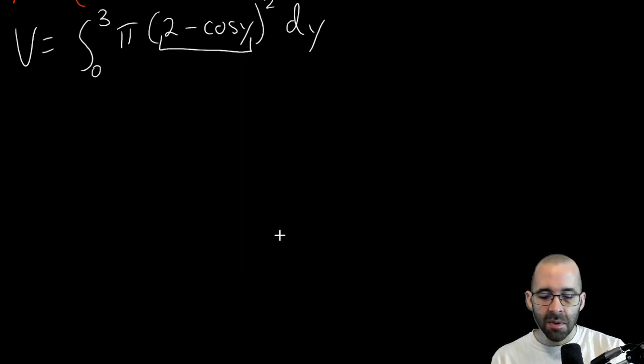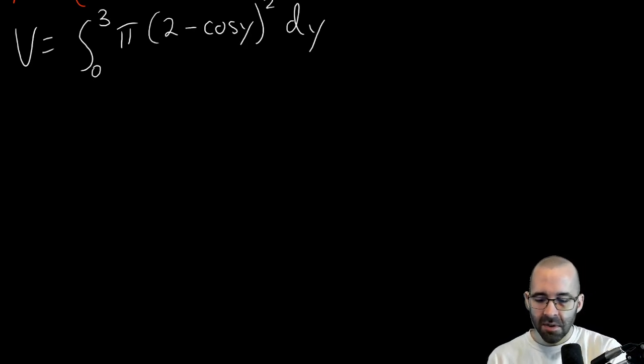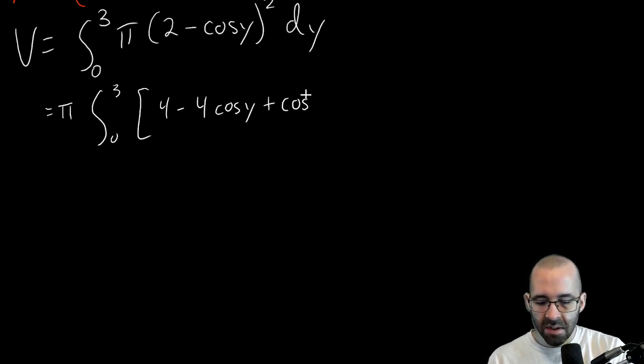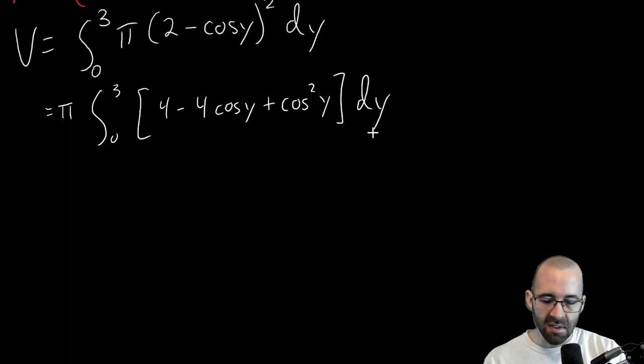If you let this be u, we don't have a du anywhere. We need a sine somewhere, and we don't have a sine. So we're going to have to FOIL it out. Let's take the pi in front. When we FOIL it out, we're going to get 4 minus 4 cosine of y plus cosine squared of y. And it's the cosine squared of y that really gives us an issue.